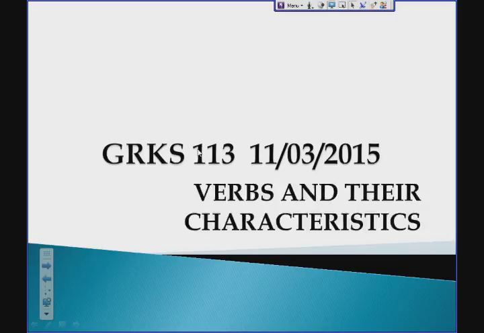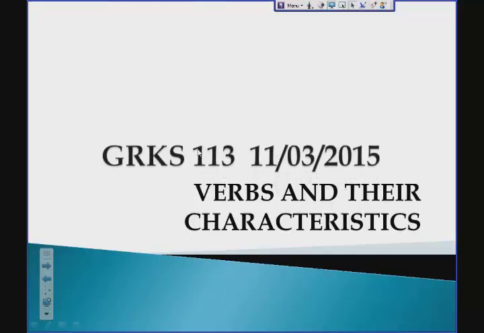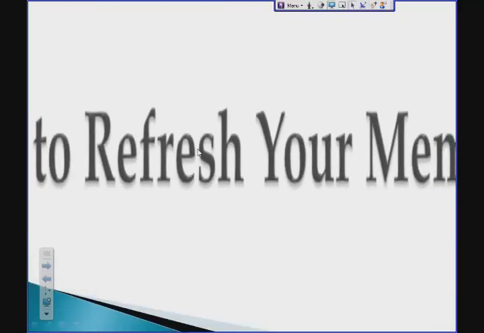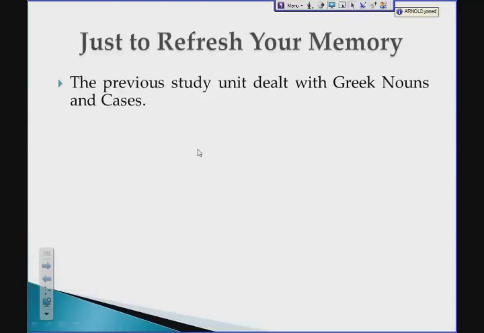I'm introducing you today to the Greek verbs and their characteristics. What is it that we have to know regarding Greek verbs and their characteristics? You remember last week we dealt with the Greek nouns and their cases. I just hope you still remember all the cases, the nominative, the vocative, dative, genitive, and so forth. And please do not forget that that is very, very important.